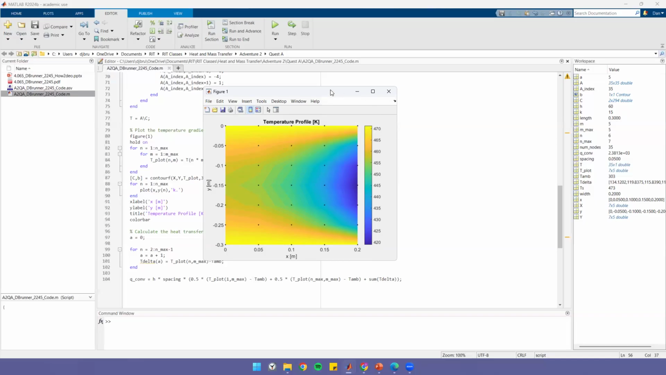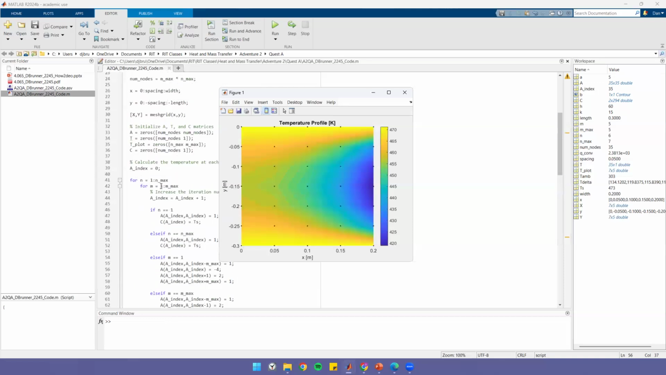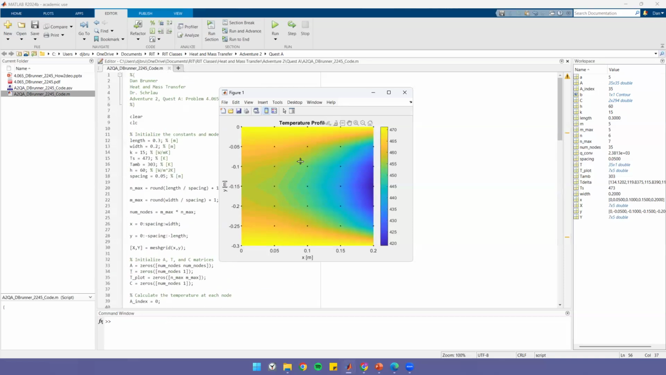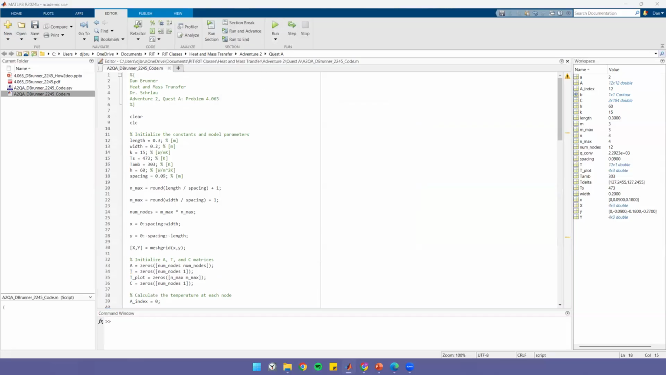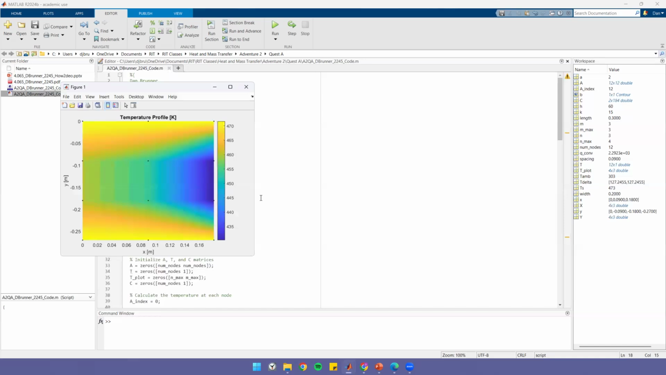And so what I wanted to show is that if I increase or decrease this spacing, my results here will change, well, not too drastically, but the number of nodes will decrease and my accuracy will decrease if I increase the spacing parameter. And so let me show that. If I make this 0.09, you can see that my temperature profile becomes a lot more square and less smooth.